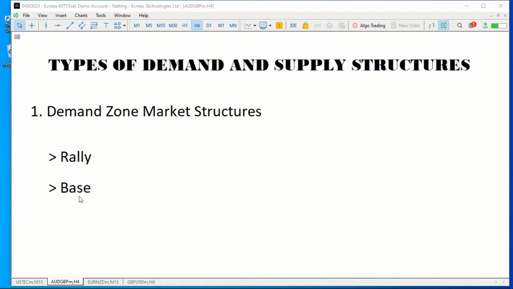A base is a trading period where buy orders are matched with sell orders, or where there is an equilibrium in the markets, or consolidation. We can also say it is where there is a range in market structure. So I'm going to illustrate it for you to see how it looks. This is a typical illustration of demand zone market structure. I'm going to name the various parts so that it becomes clearer to you.